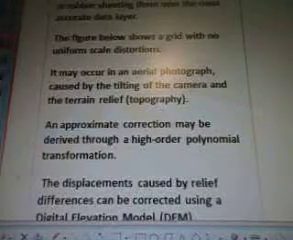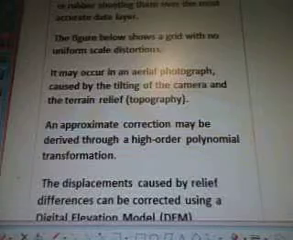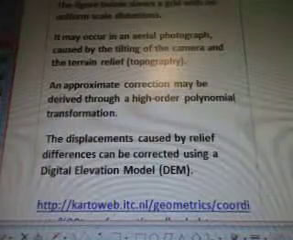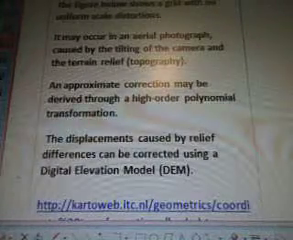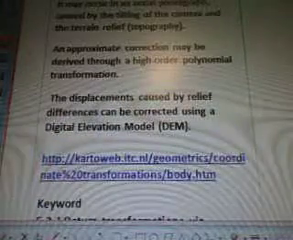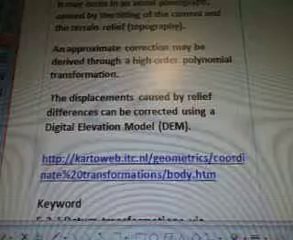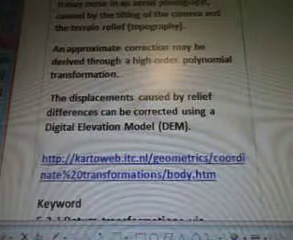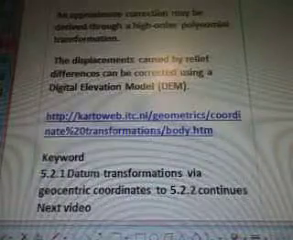The figure below shows a grid with non-uniform scale distortions. It may occur in an aerial photograph caused by the tilting of the camera and the terrain relief topography. An approximate correction may be derived through a high-order polynomial transformation. The displacements caused by relief differences can be corrected using a digital elevation model, DEM.